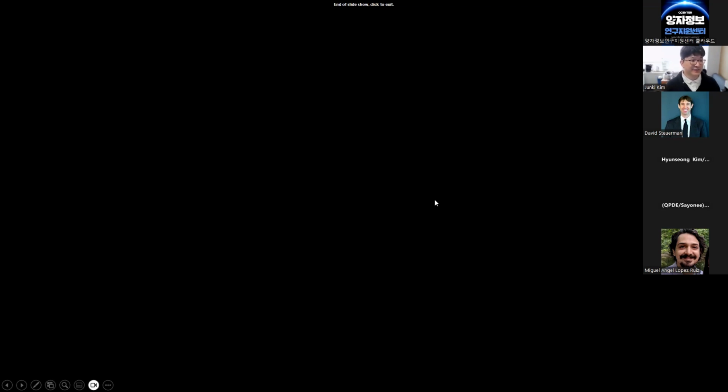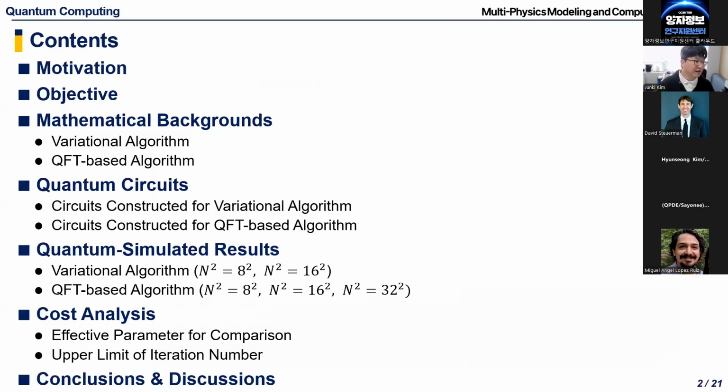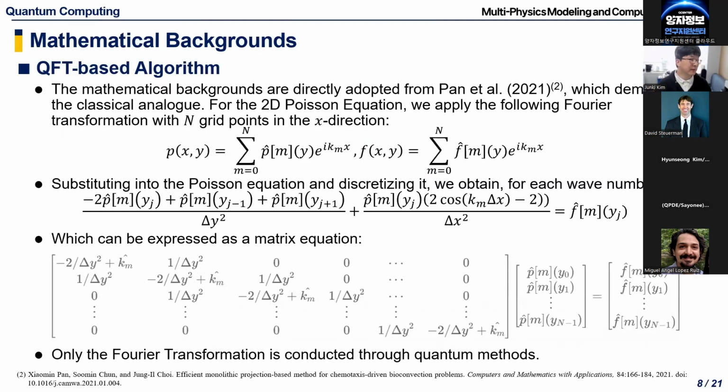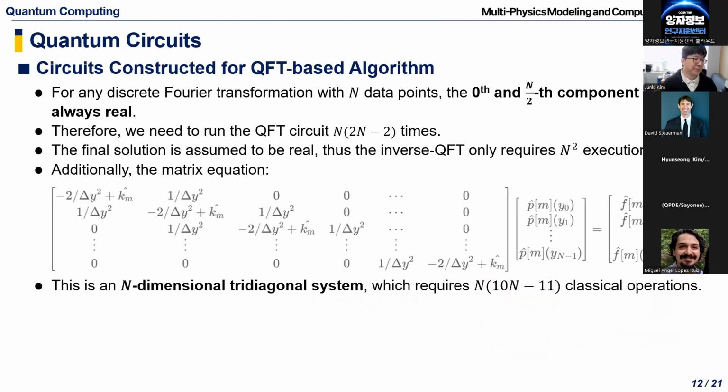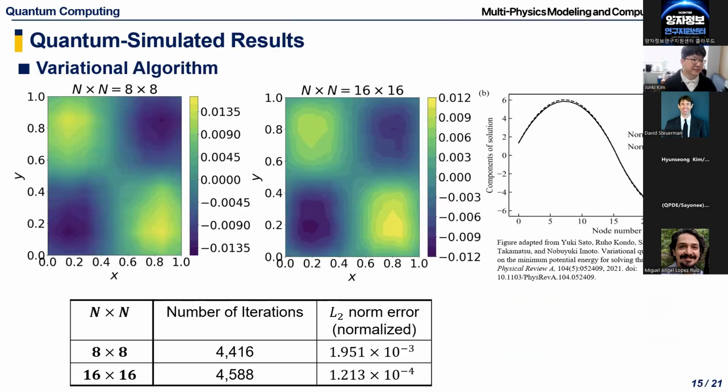So you mentioned the efficiency in terms of how many runs you need to learn. And what about the accuracy if you compare? Oh, between the two algorithms, you mean? Yes. Okay, so as you see for the L2 norm error in n equals 8 and n equals 16, this is the one for the variational algorithm. For n equals 8, it was approximately 1.9 times 10 to the minus 3, and for n equals 16, it was 1.2 times 10 to the minus 4.